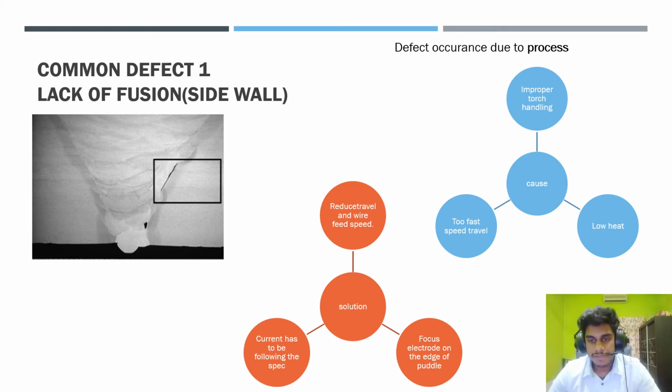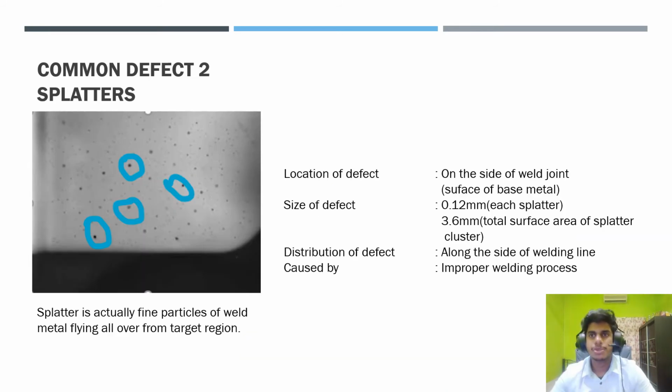And how to solve this is to reduce travel and wire feed speed, focus the electrode on the edge of the puddle, not at the center, but the edge of the puddle. Current has to follow the spec of 6 millimeter mild steel and also the specific proper wire electrode. Common defect number 2, splatters.